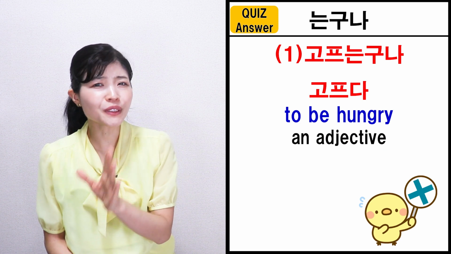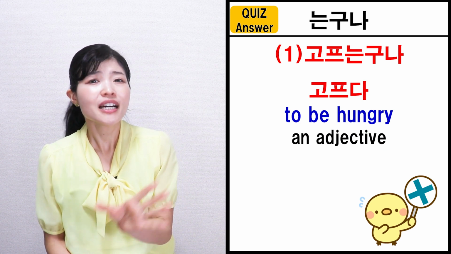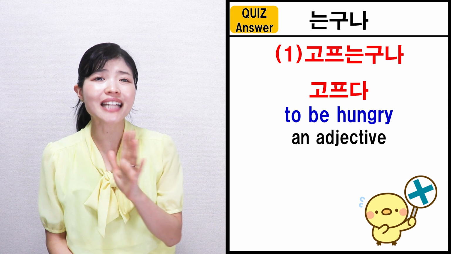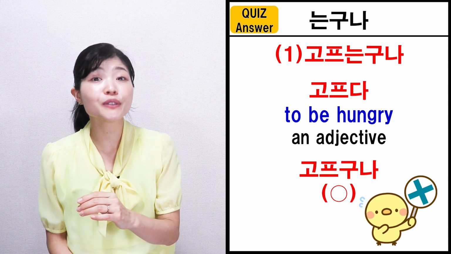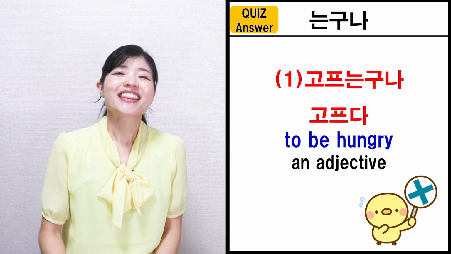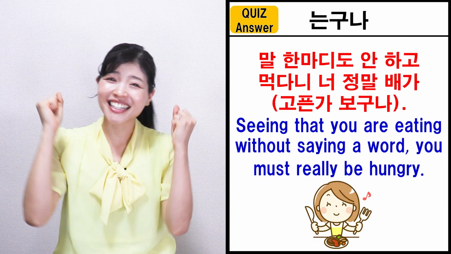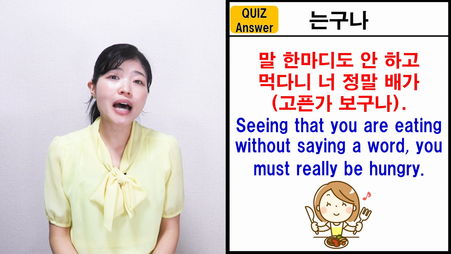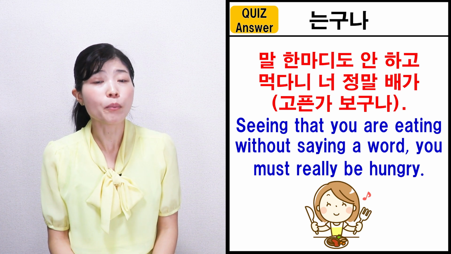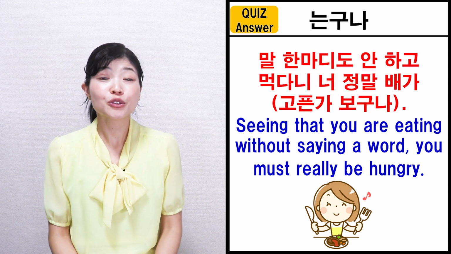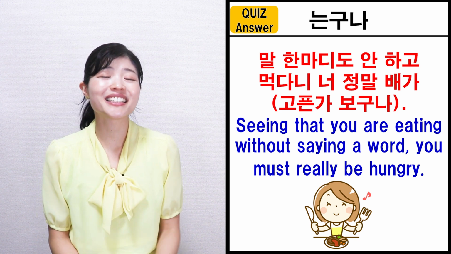Number 1, 고프는구나, is grammatically wrong. 고프다, to be hungry, is an adjective. Therefore, the right conjugation will be 고프구나. Okay? Then let's read the sentence together. 말 한마디도 안 하고 먹다니 너 정말 배가 고픈가 보구나. Please use your surprised feeling to read this sentence.